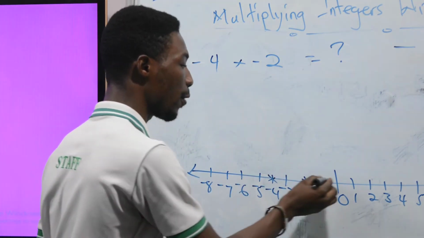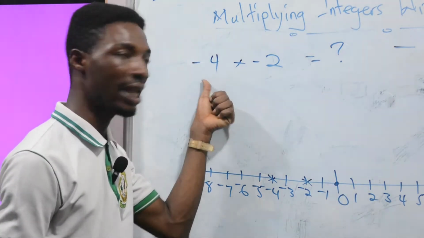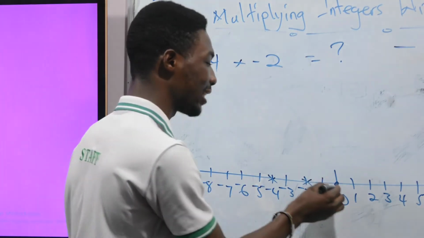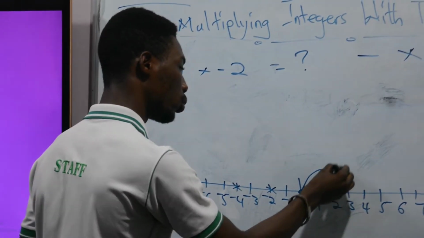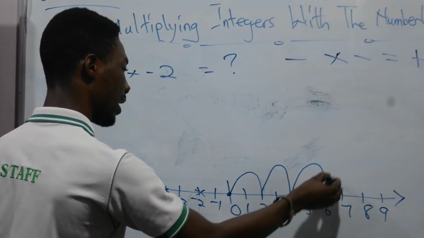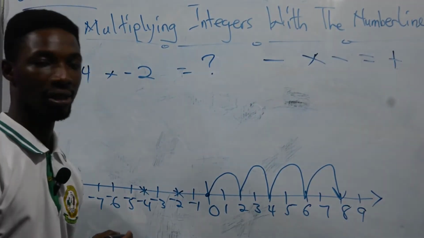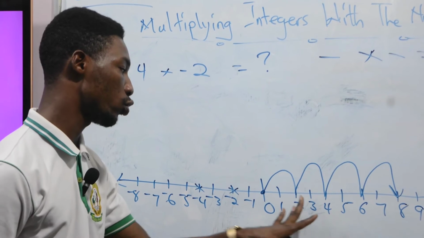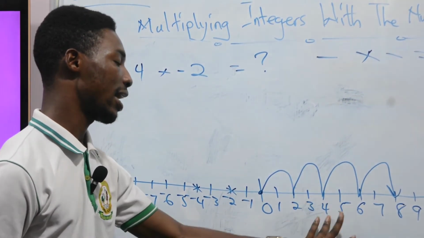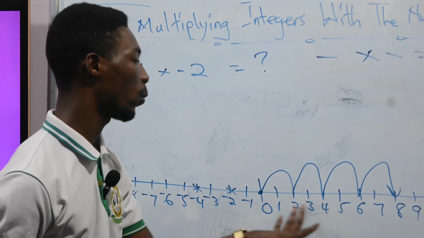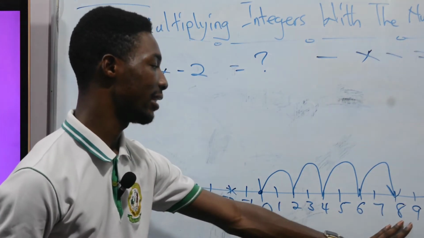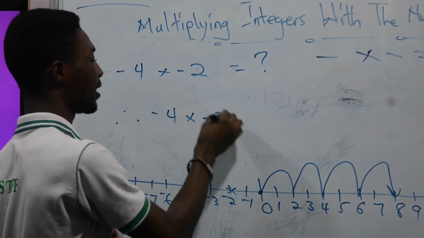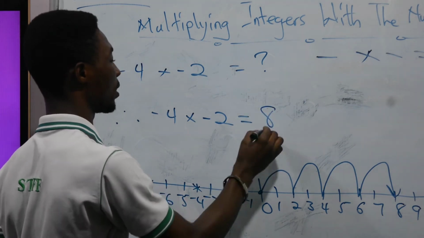So I start from 0. I am going to jump 4 times in intervals of 2. So I start from 0, I jump 2, 4, 6, and then 8. So this is my answer. So I jumped 4 times, 1, 2, 3, 4, in intervals of 2. Between any 2 numbers, there is intervals of 2. Therefore, my final answer is 8. So I can say that -4 multiplied by -2 is equal to +8.